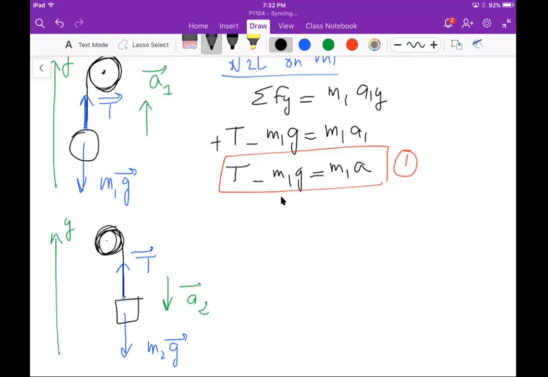So let's work it out. Newton's second law on M2 gives the following: plus T, again, minus M2 g is equal to minus M2 A2y.